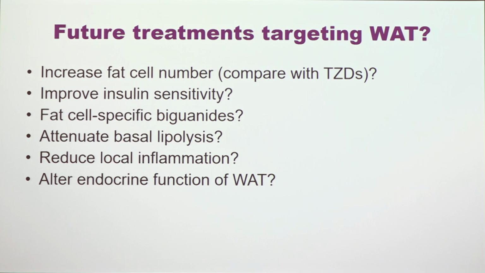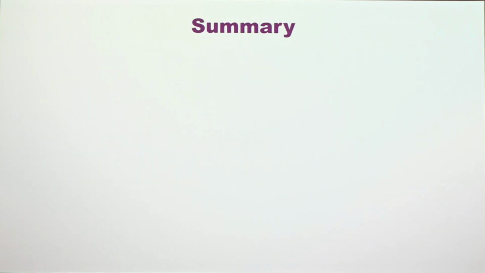Could we improve insulin sensitivity based on some of the data that we've generated? Could we identify specific pathways that could be improved? There are also fat cell specific biguanides, as metformin analogs that we've tested, and others as well. Could one attenuate basal lipolysis, reduce local inflammation? I haven't shown much about that. But also the final thing is to alter the endocrine function of adipose tissue. I haven't talked so much about leptin and adiponectin, but it's possible that tampering with the adipose tissue endocrine function could also be of importance.